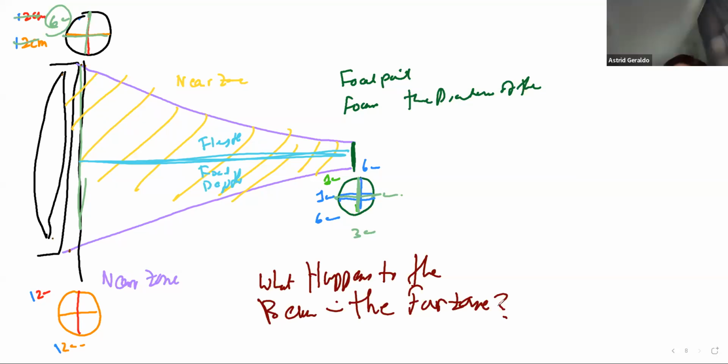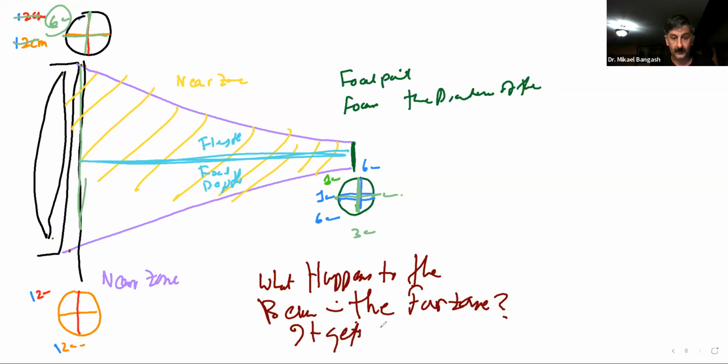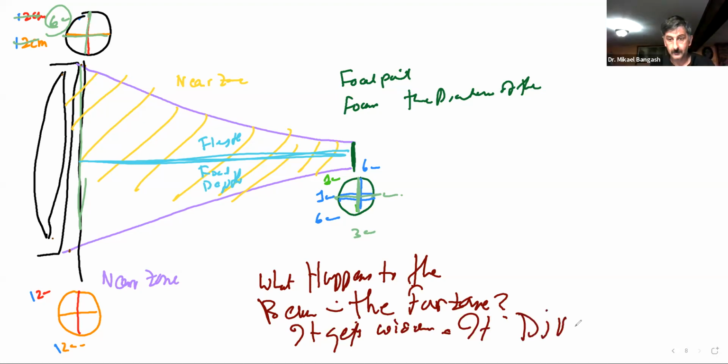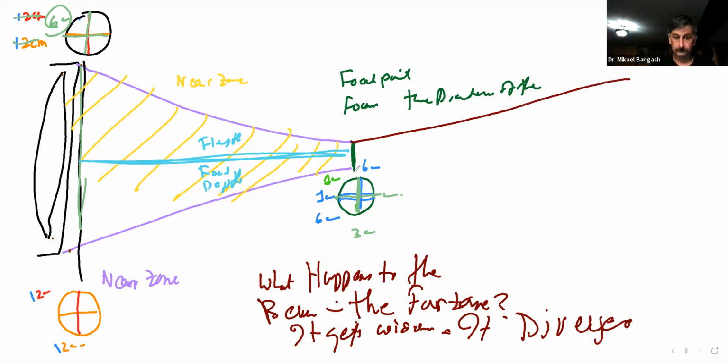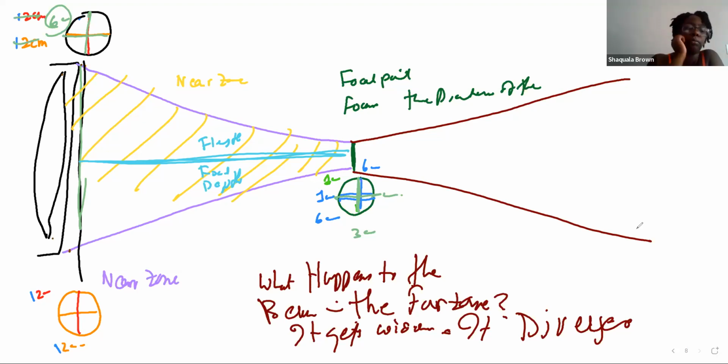Anybody who knows? Yeah, I heard it gets wider. Good. Okay, so it gets wider, which can also be referred to as it diverges. Did that make sense? Yes. Clear?